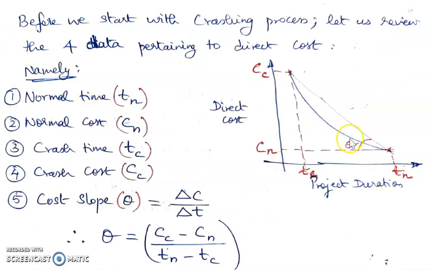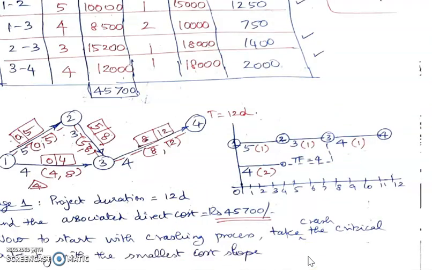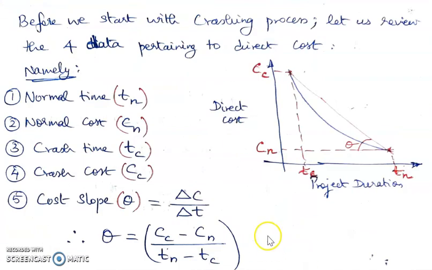The same graph is shown here with the cost slope data. This is the normal time and the associated normal cost. This is the crash time and the associated crash cost. This slope is the cost slope. The cost slope theta is given by the expression delta C by delta T, where delta C is Cc minus Cn, divided by Tn minus Tc. So we'll stop with this. Thank you.